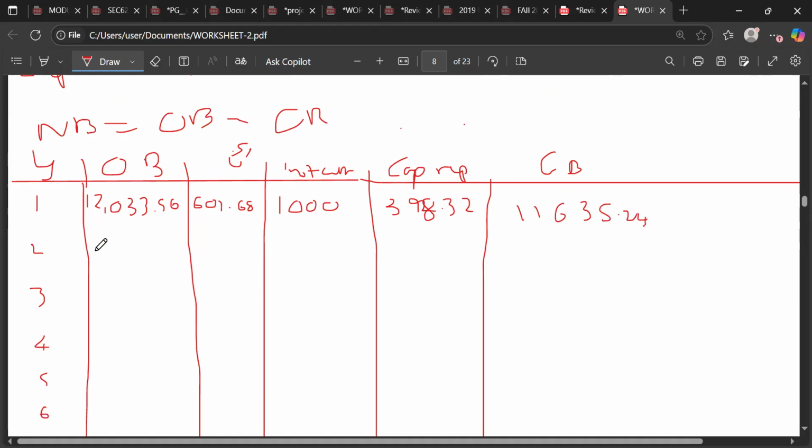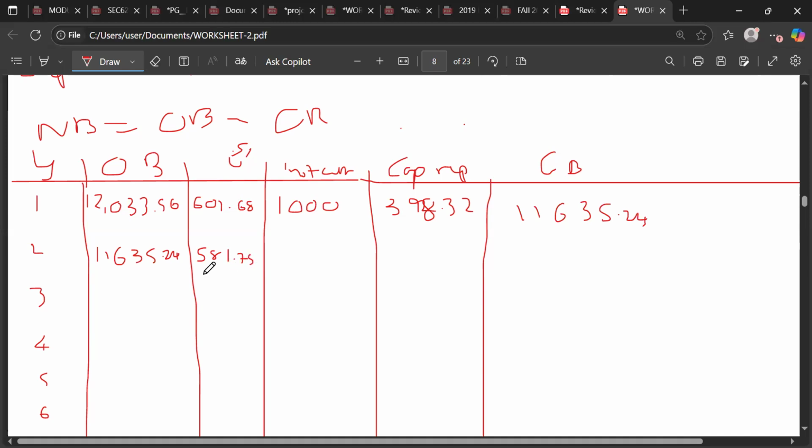That becomes our new opening balance here, 11,635.24. Then 5% of that will give us 581.76. The 1,000 minus that.